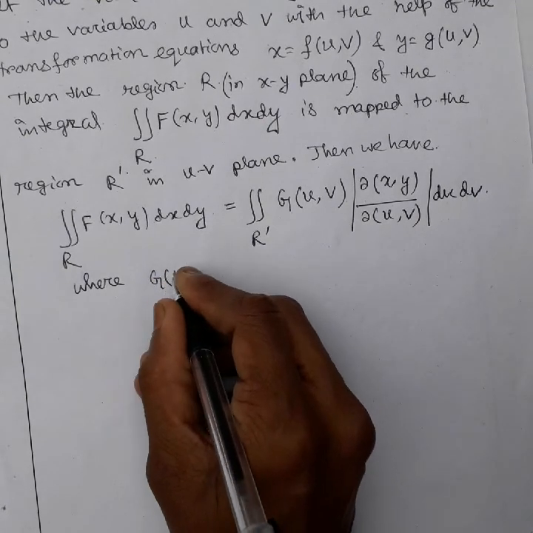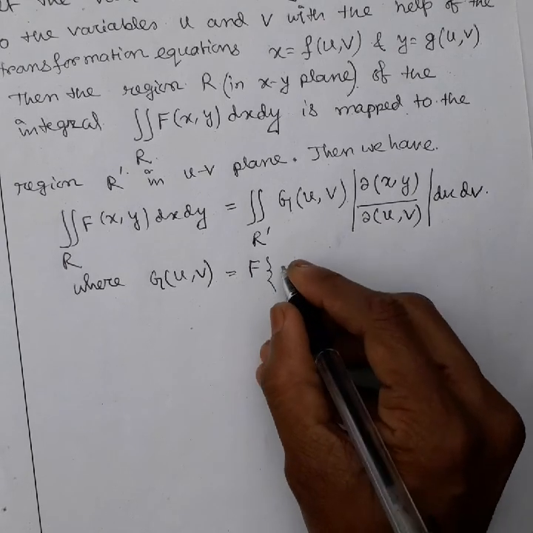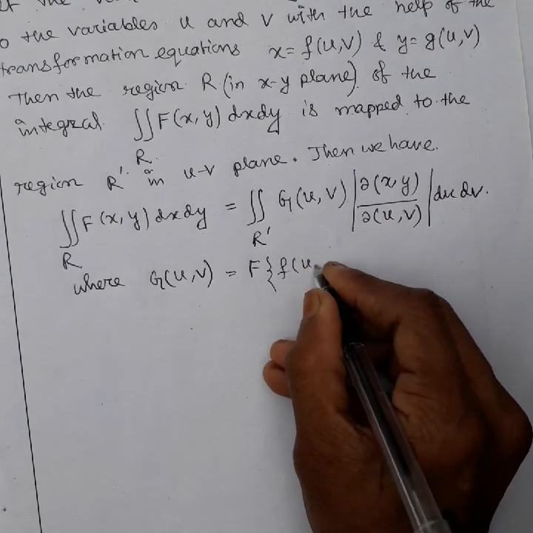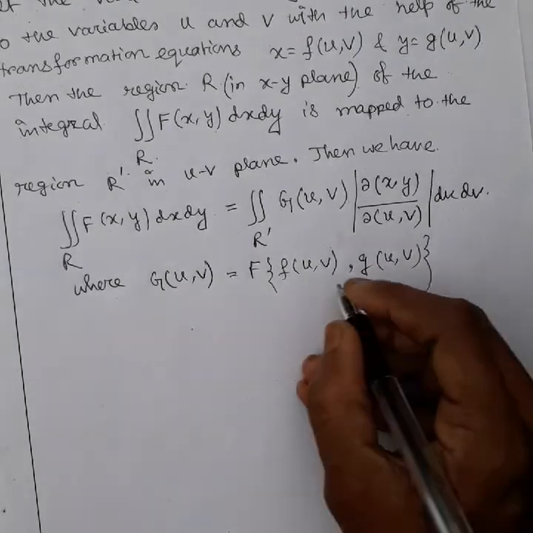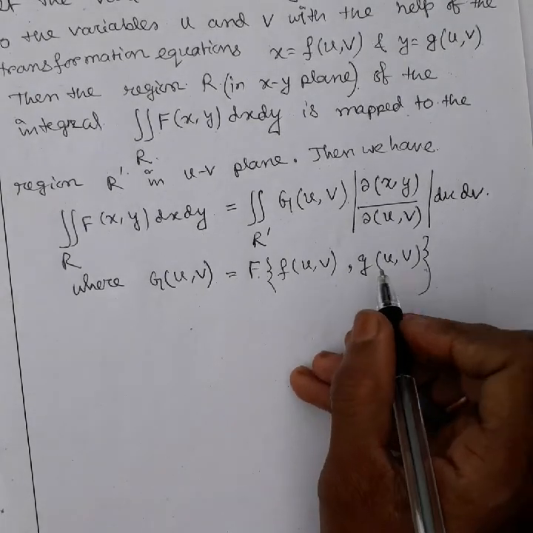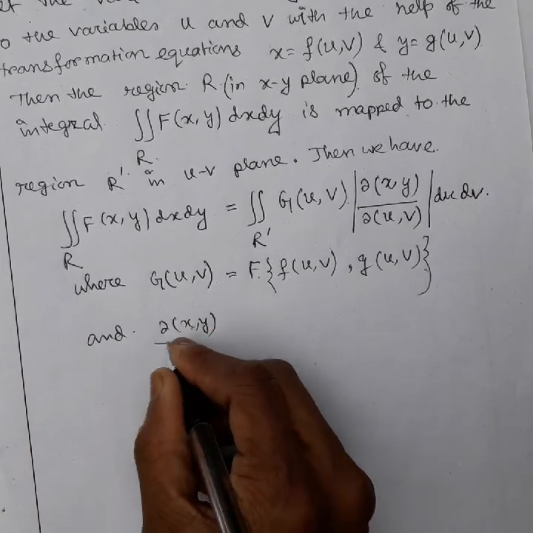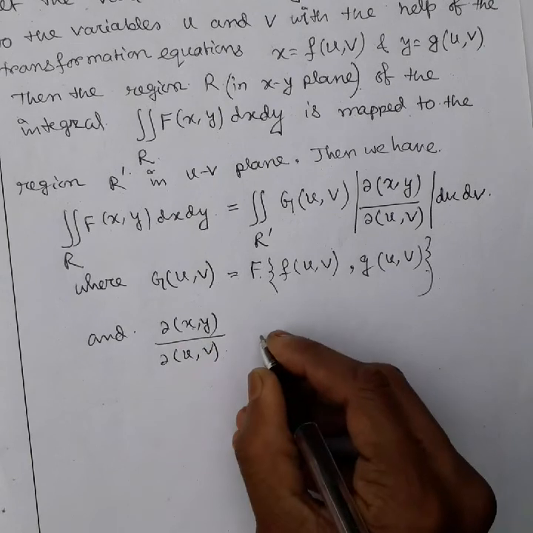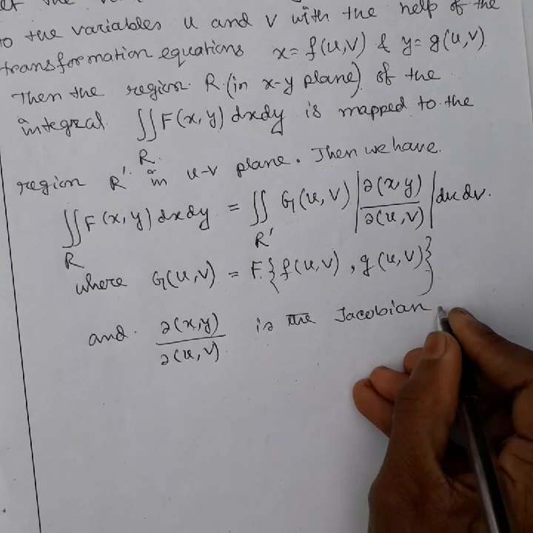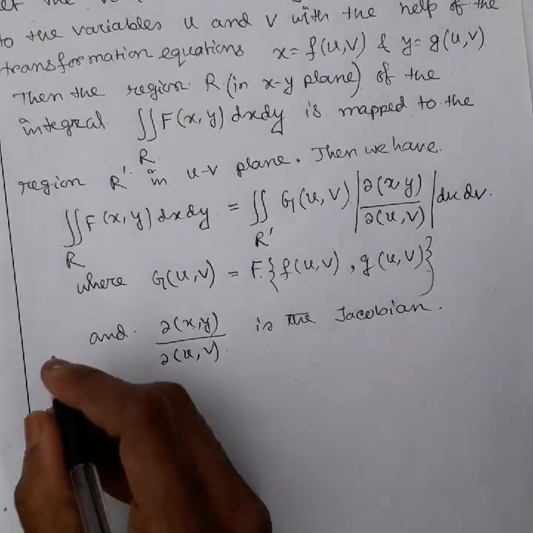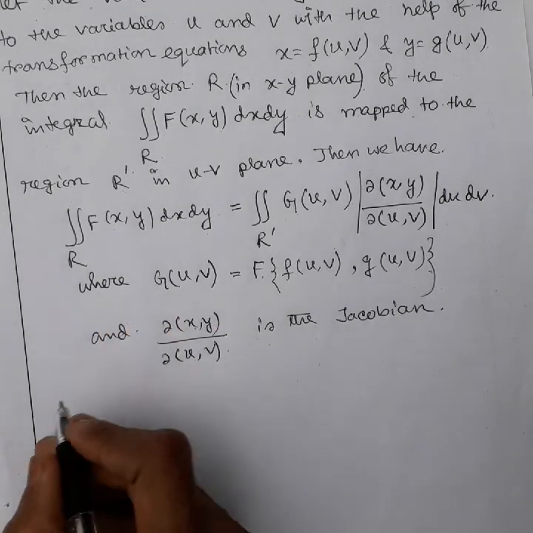Where capital G of u v is equal to capital F of x y with x equal to f of u v and y equal to g of u v, and del x y by del u v is the Jacobian. So this is the transformation of double integrals. Now we illustrate some examples.